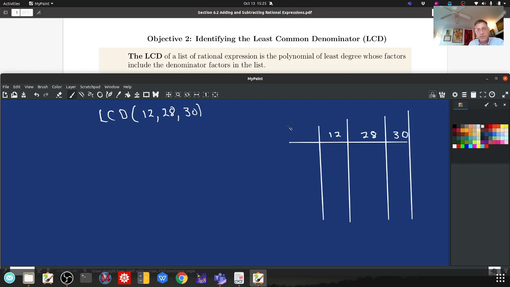So the first column stands for our prime factors. So this is very much like finding the greatest common factor. So LCD stands for least common denominator.